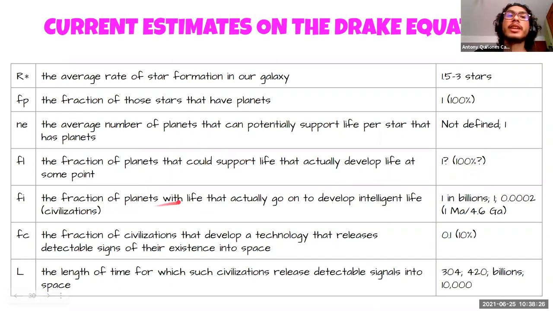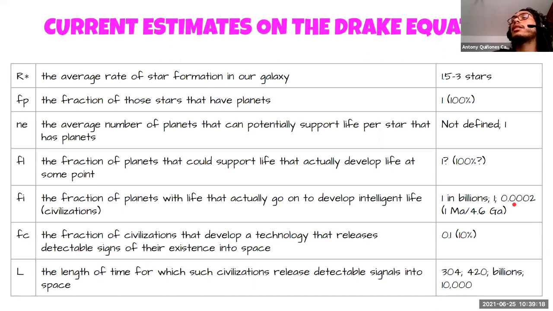Another one would be the fraction of planets that have life that actually go on to develop intelligent life or civilizations. There are different thoughts about this. The first is that the possibility for this to happen is just one in billions. For example, there is only one species on Earth, among billions of all species that Earth has seen, that has actually developed a civilization. So maybe the probabilities are too low. But some other optimistic people say the probability is 100%, that intelligent life can happen as soon as there is life.